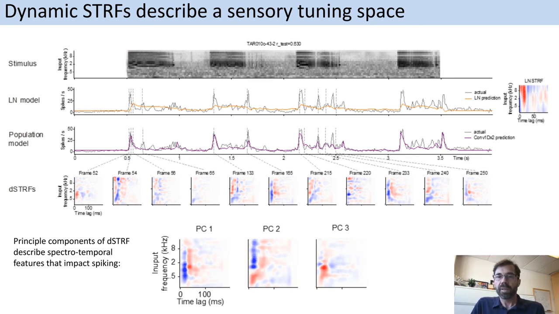But if you look carefully at this data, what you'll see is that it's not completely random. So the DSTRFs are changing, but they're actually changing in somewhat repeatable ways. And you can see that by performing a principal component analysis, or PCA, on the DSTRFs. The first three PCs are shown at the bottom here. And what they show is that there is a relatively small set of features that explain the variations that we're seeing in the DSTRF across time.